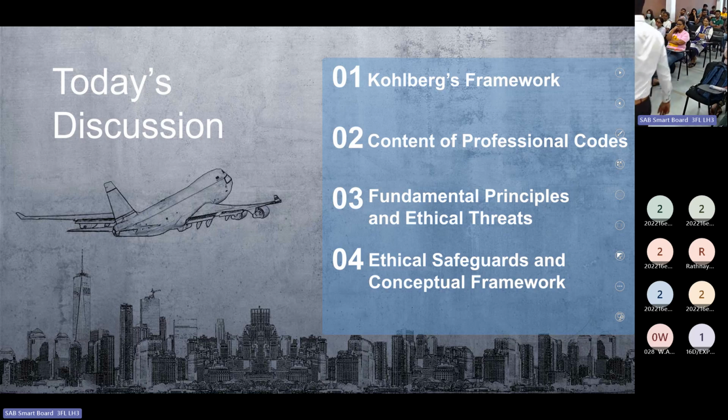So today's discussion, first one is Kohlberg's framework, and the second one is content of professional codes, right? As I mentioned before, we have discussed general ethics, what we normally have. But the requirement is not like that. As professionals, because we are all learning or we become professionals someday, you say, I want to become a finance manager, an entrepreneur, a CFO, something like that, right? At the end of the day, all these we call professions, right?